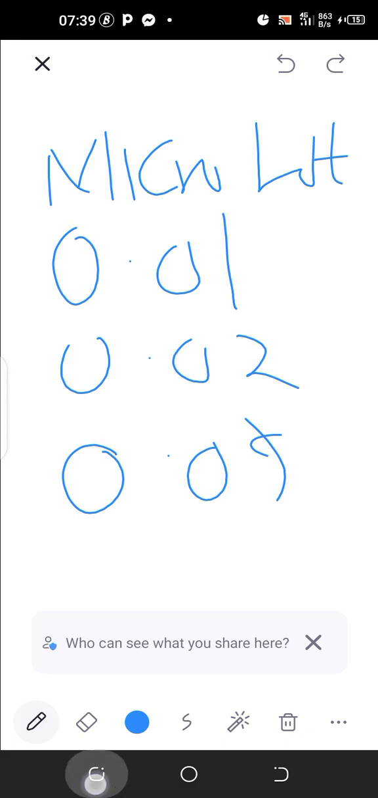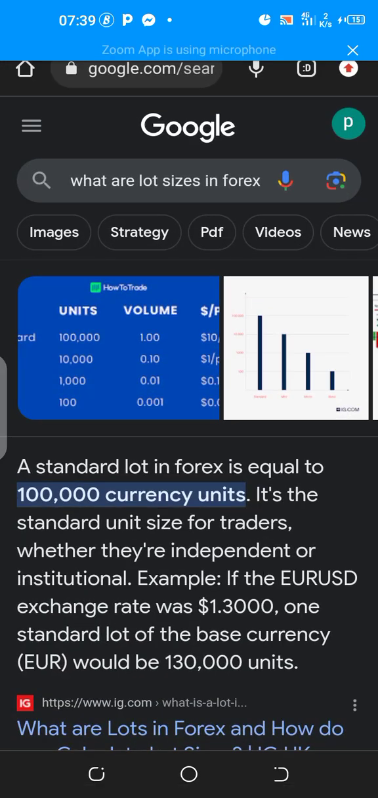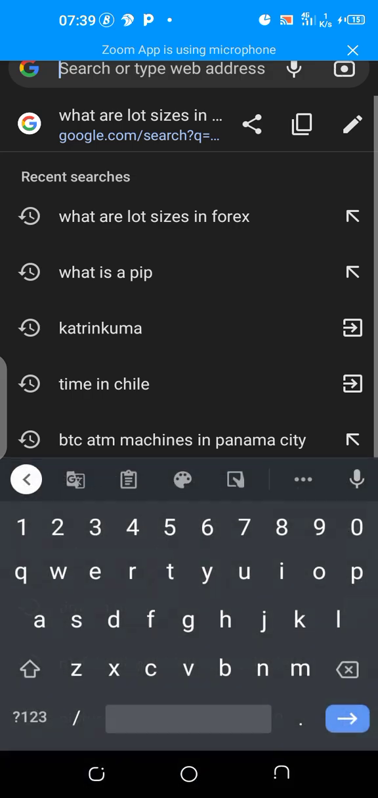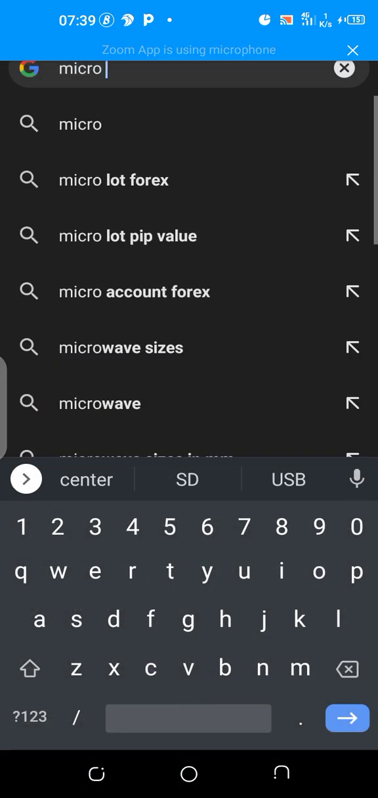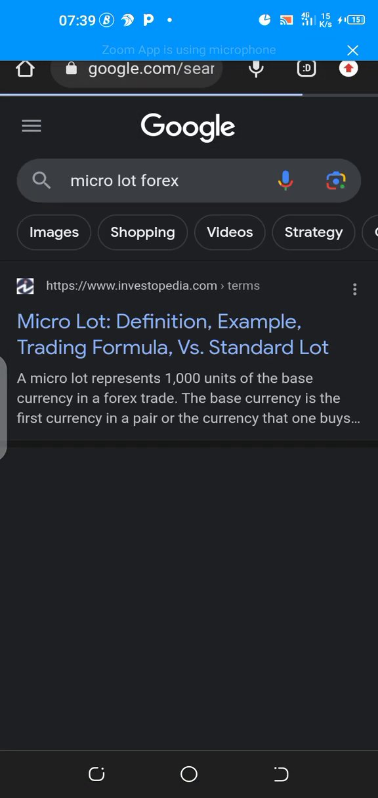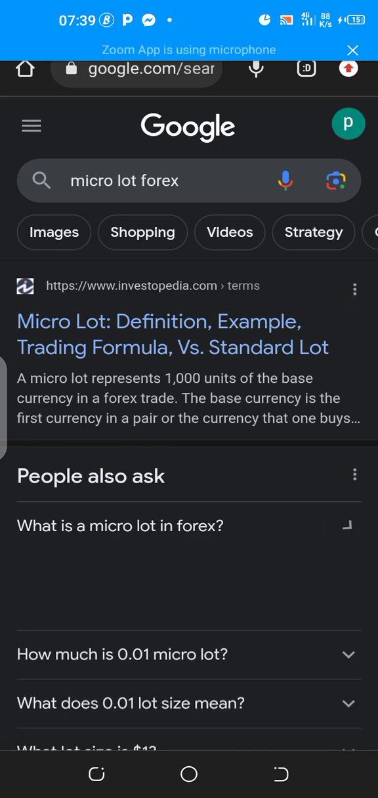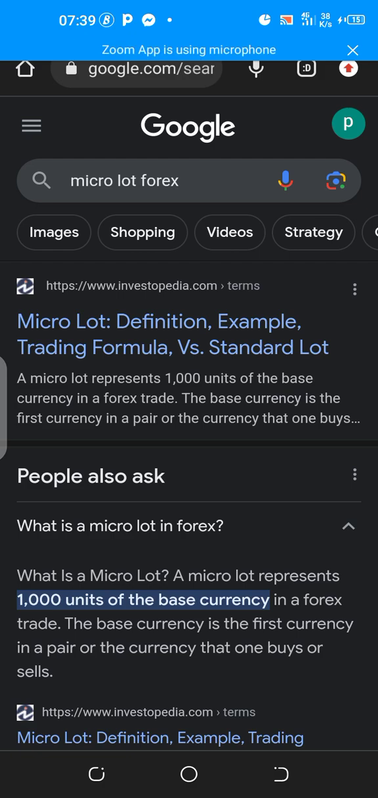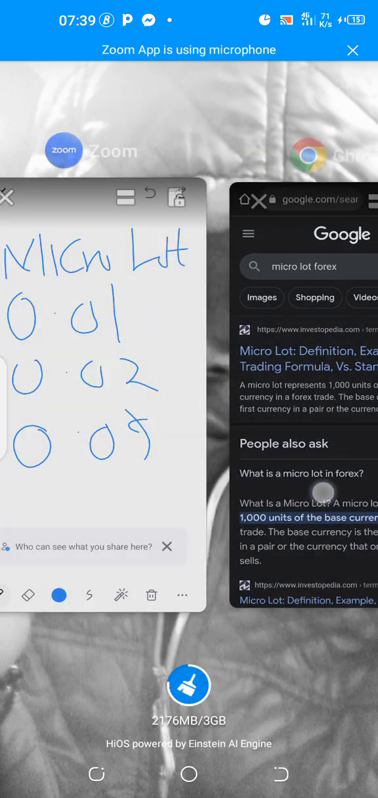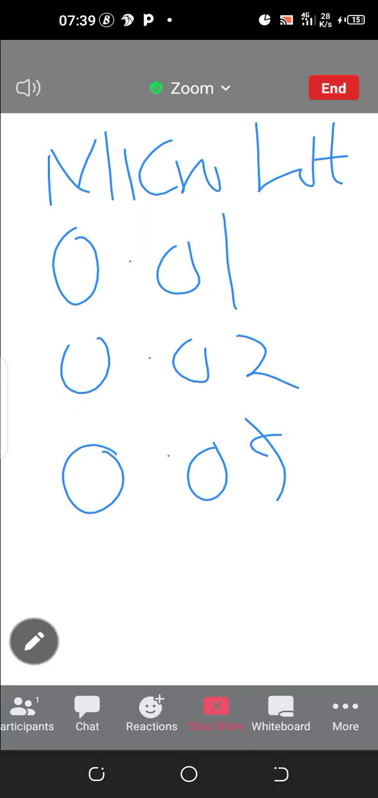Now from this definition, a standard lot in forex is equal to 100,000 currency units. But when you check that of a micro lot, a micro lot is 1,000 units of a base currency, but a standard lot is equal to 100,000 units. That's what I want you to have in your head.